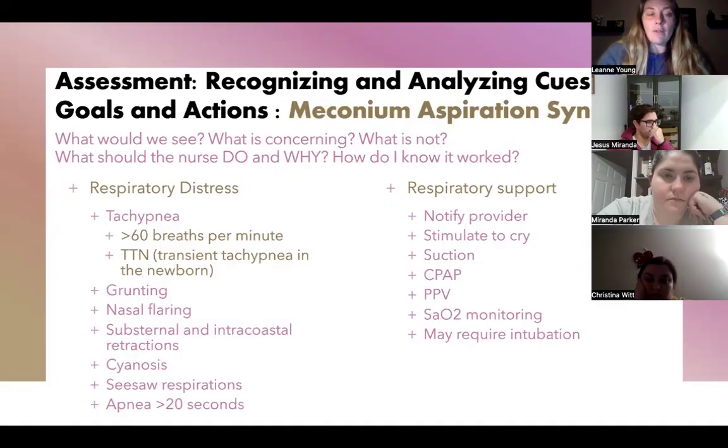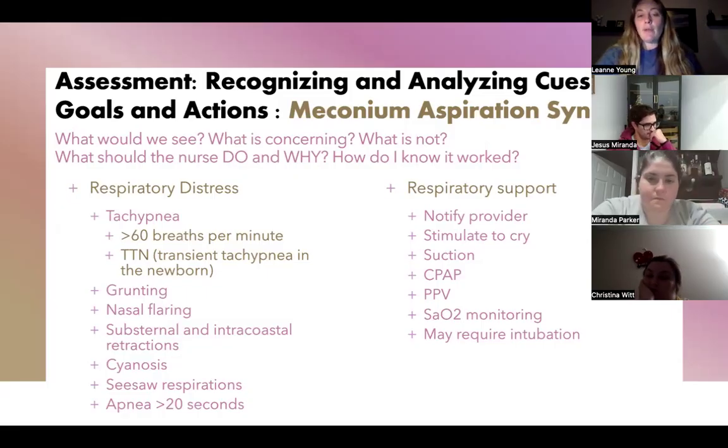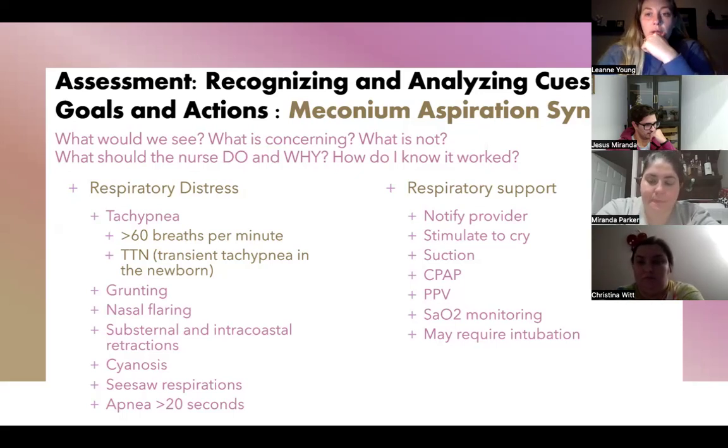This is something that you have to do very, very cautiously, obviously, because it's a newborn and everything is a little bit smaller and more fragile, and because we don't want to cut off their airway for too long, because these babies are already in distress. Okay. We're going to be administering potentially CPAP or PPV. We need to monitor their SpO2, and then this baby may require intubation. So we may need to actually drop a tube and do the breathing for this baby for them.